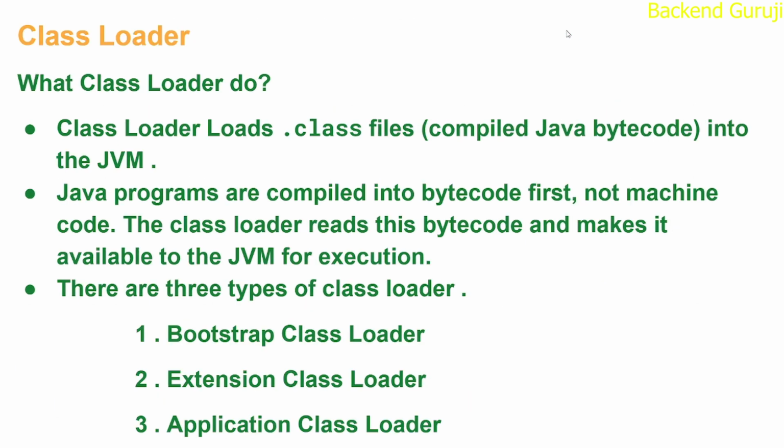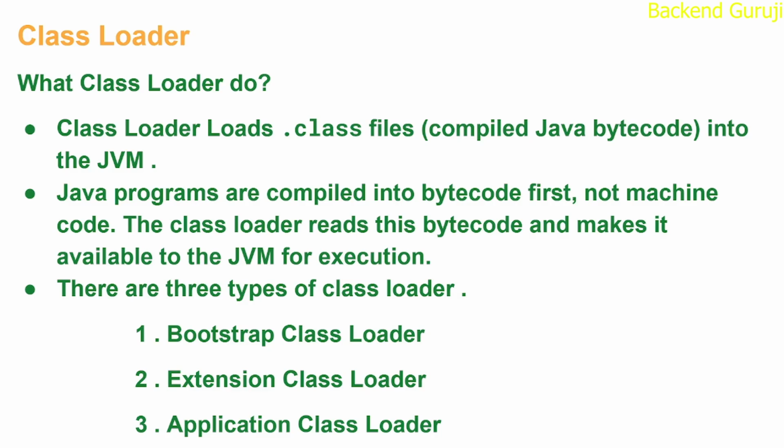We need to understand again what a class loader is, because it's important. That is why I am explaining again. The class loader loads the class, compiled Java bytecode, into the JVM. Java programs are compiled into bytecode first, then loaded in bytecode format into our JVM. There are three types of class loader: Bootstrap class loader, extension class loader, and application class loader.